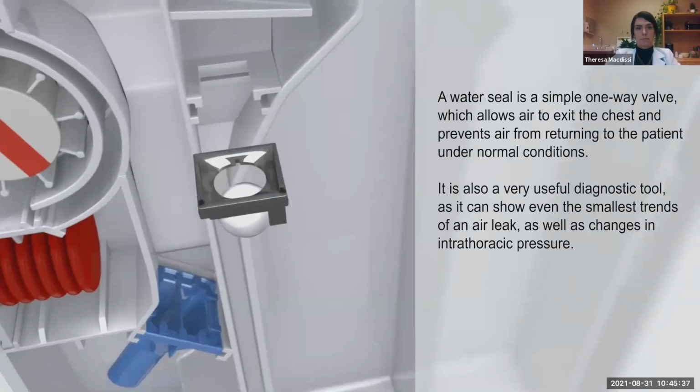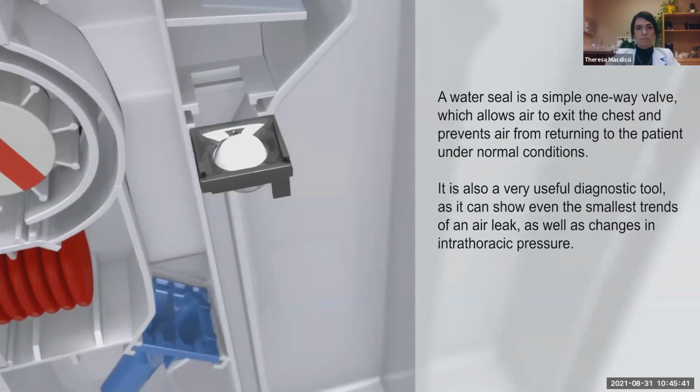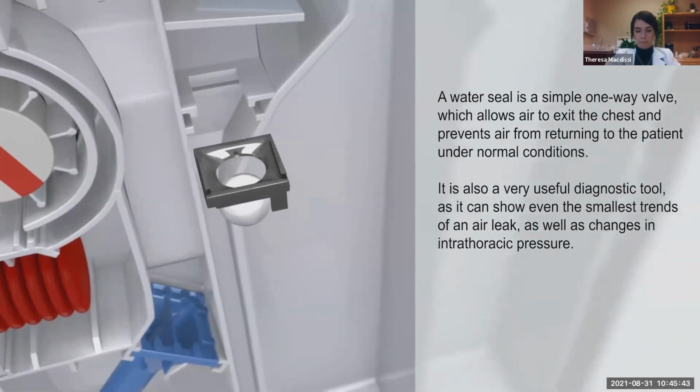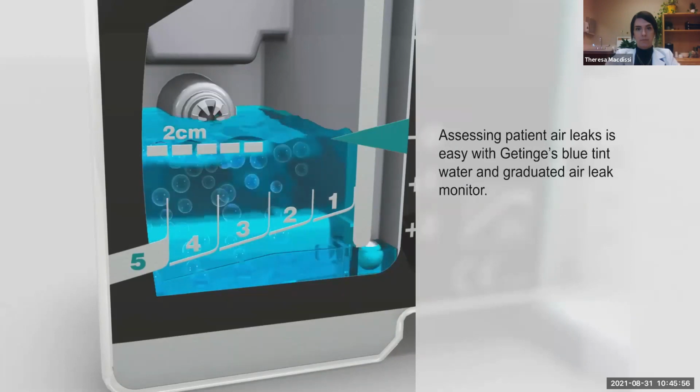A water seal is a simple one-way valve which allows air to exit the chest and prevents air from returning to the patient under normal conditions. It is also a very useful diagnostic tool as it can show even the smallest trends of an air leak as well as changes in intrathoracic pressure. Assessing patient air leaks is easy with Getinge's blue tint water and graduated air leak monitor.